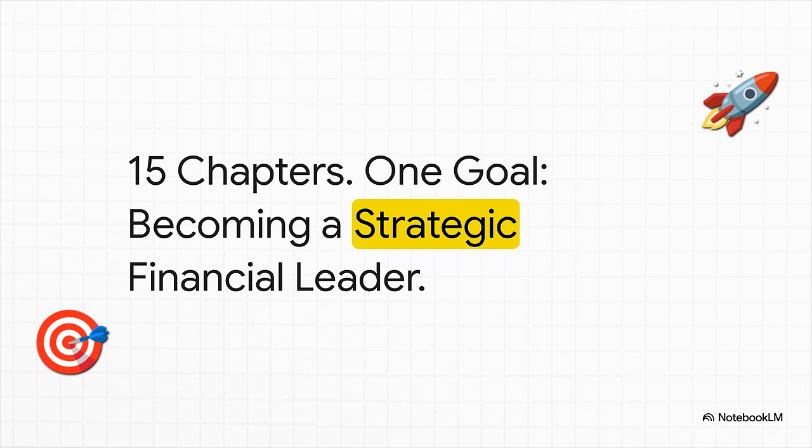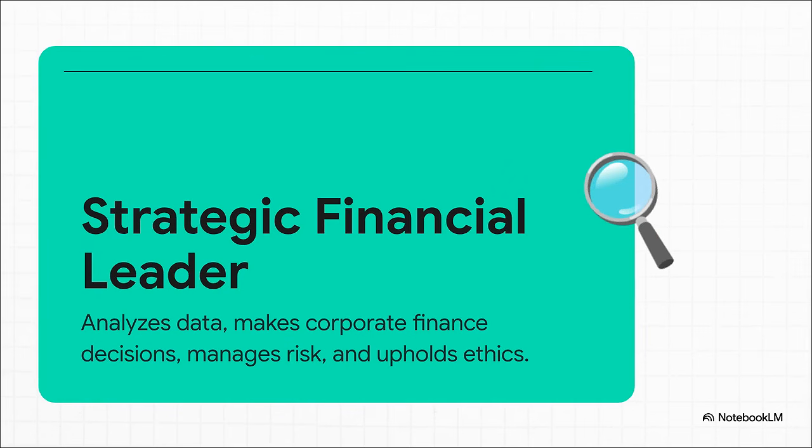It is a massive amount of ground to cover. But the beauty of it? These 15 chapters actually share one singular, unifying goal. They are literally designed to transform you into a strategic financial leader. And that is the big picture we've got to keep in mind so we can actually see the forest through the trees. You see, a strategic financial leader doesn't just calculate numbers in a vacuum.